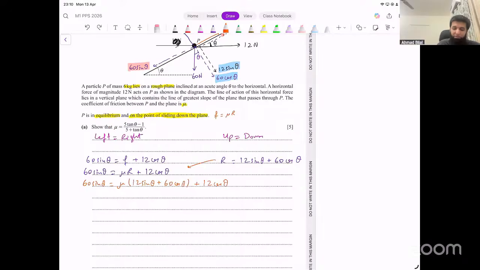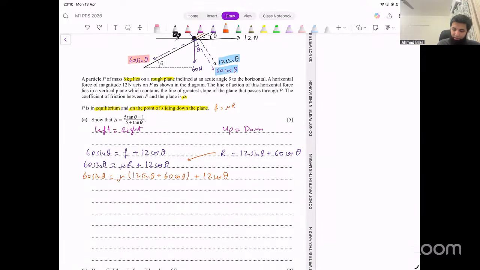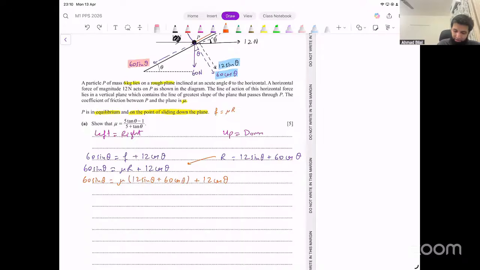We need to make mu the subject. That's what they have here. How do we make mu the subject now? Let's take everything else to the other side. This to the other side. That will become 60 sine theta minus 12 cos theta equals mu into 12 sine theta plus 60 cos theta. Now, let's stop here for a moment. What is it that they want at the end?